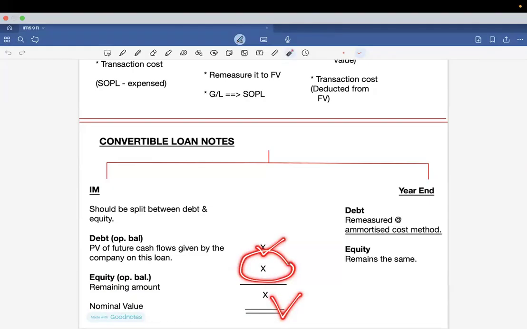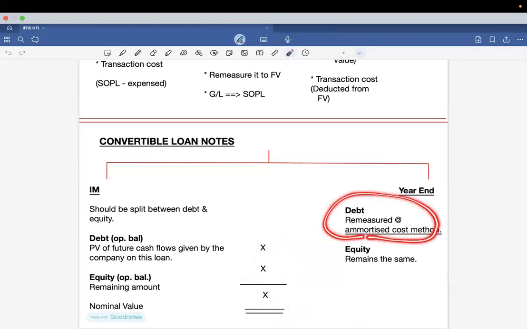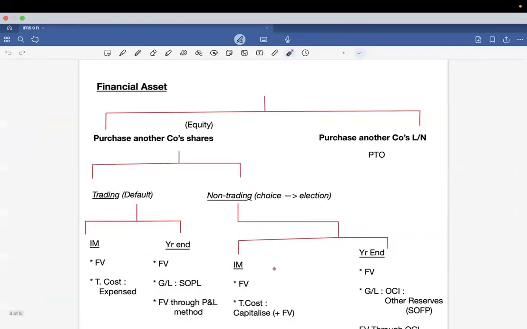Now, at the year end, you again use the amortized cost method, that is a table method, in order to find the debt. And equity is the same as you have found here. Equity doesn't change.